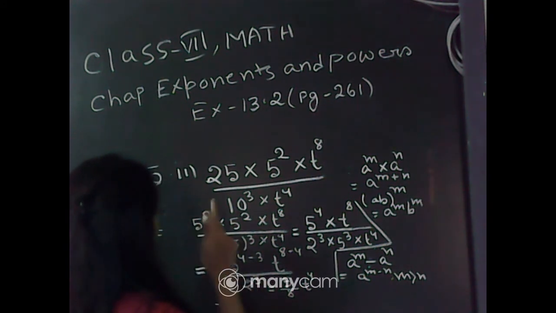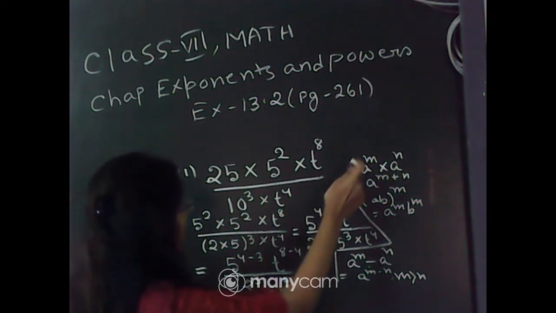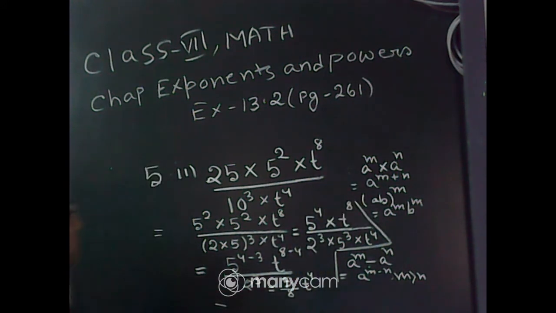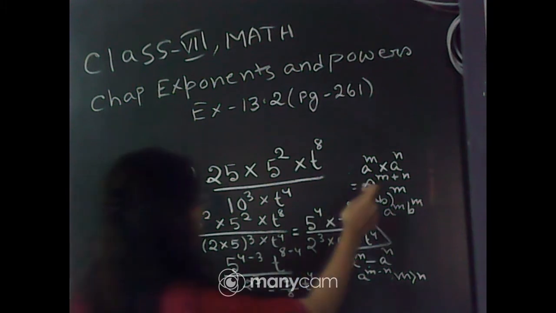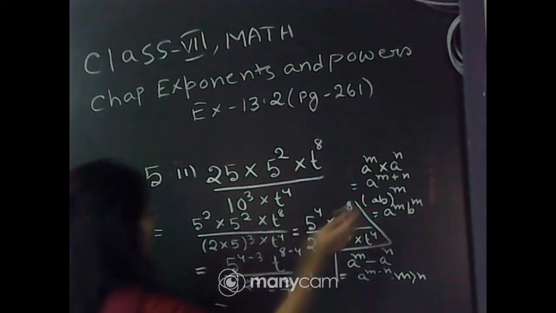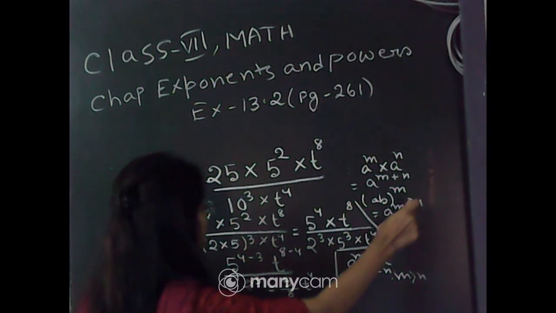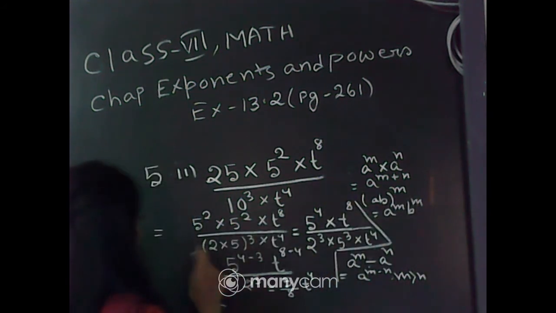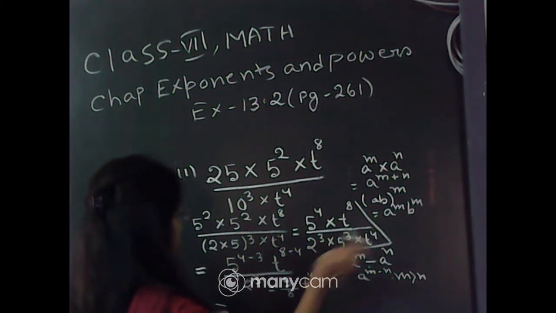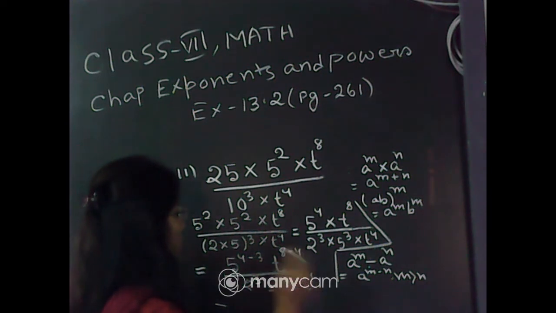Now 5 square into 5 square is equal to 5 to the power 2 plus 2, that is 5 to the power 4. Using the law a to the power m into a to the power n is equal to a to the power m plus n, and similarly a, b whole to the power m is equal to a to the power m into b to the power m. Using this law we get 2 into 5 whole cube is equal to 2 cube into 5 cube.